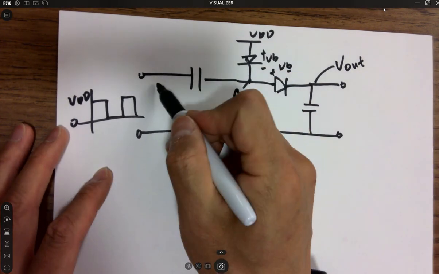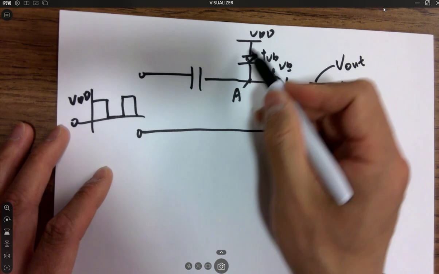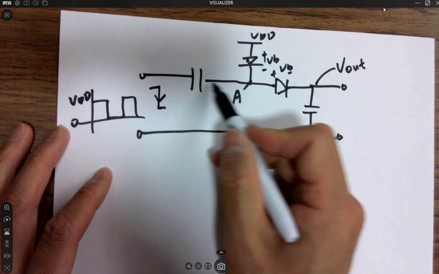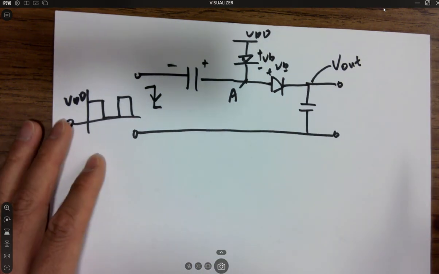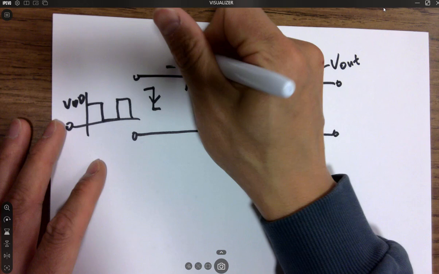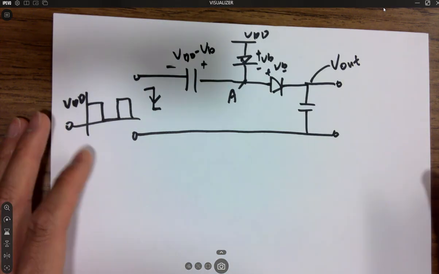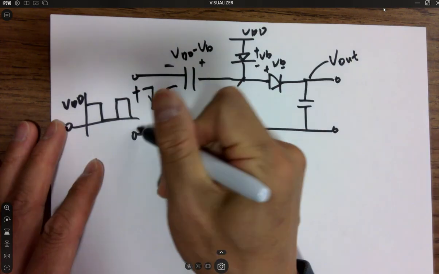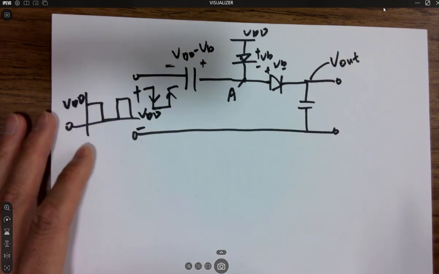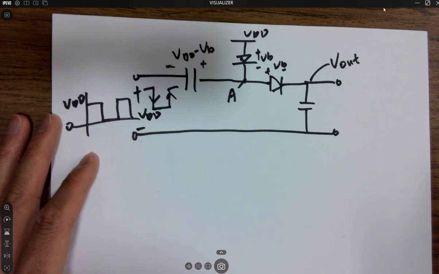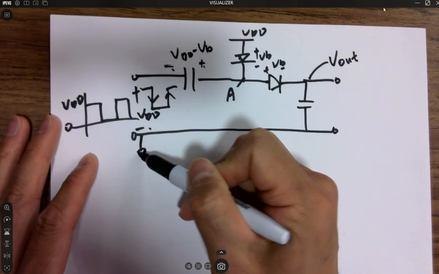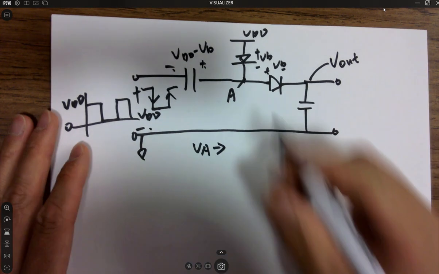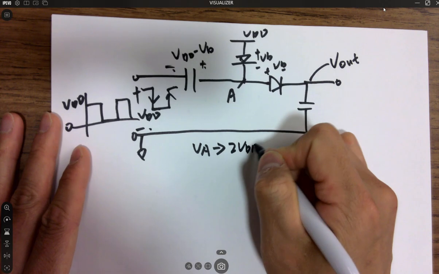When this one is 0, it's going to pull current because the floating edge will pull current from VDD to charge up the cap in this way. And that voltage will be VDD minus what? VB, right? And whenever this goes up, it's adding a VDD to these two terminals, because of plus minus, and this is grounded. So VA will be what? 2 VDD minus VB, right?